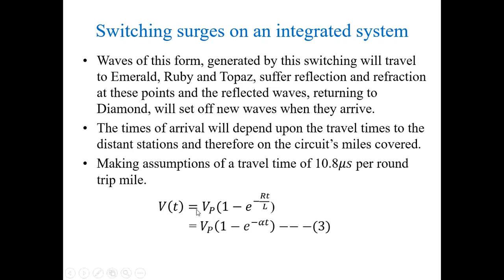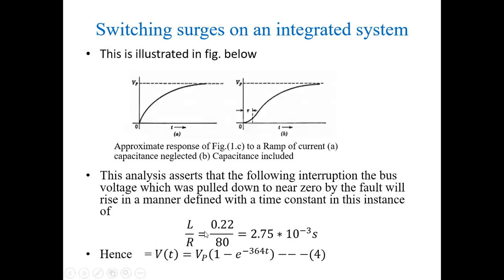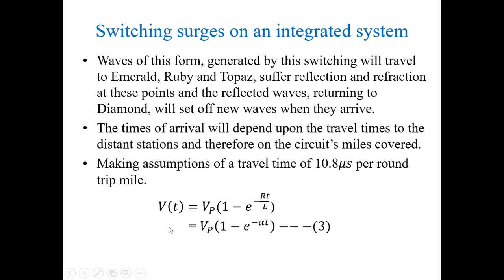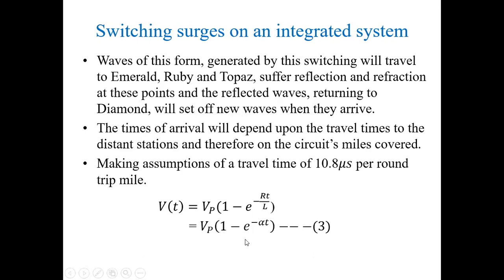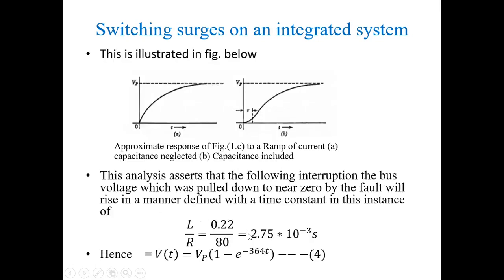For this, we can calculate the value of V of t. V of t we have already derived as Vp into (1 minus e power minus R by L t). What is R by L? R by L is nothing but alpha, and we have to calculate its value and substitute it in this equation to find the magnitude of the voltage wave. We have already been given the value of L by R: it is 0.22 divided by 80 for a 345 kV line. Calculating, it becomes 2.75 into 10 power minus 3 seconds. We need to substitute this in the previous expression, but since we have calculated the ratio as L by R, we have to substitute the inverse value. So V of t equals Vp into (1 minus e power minus 364 t).